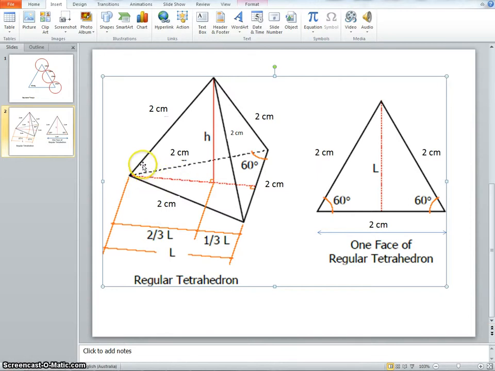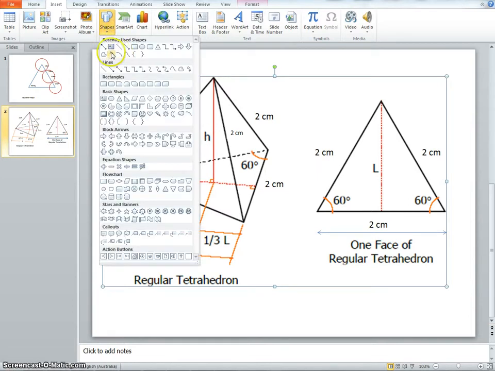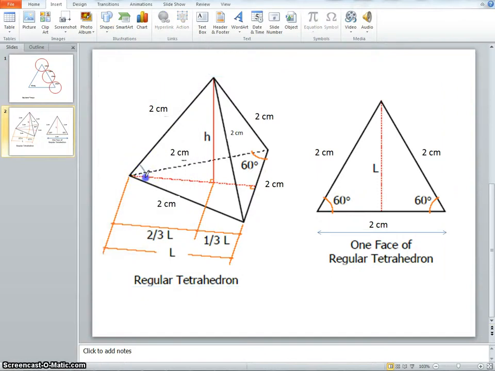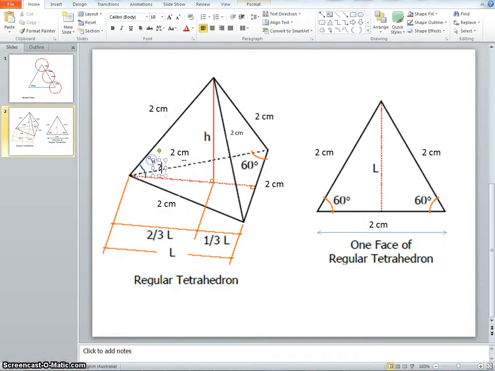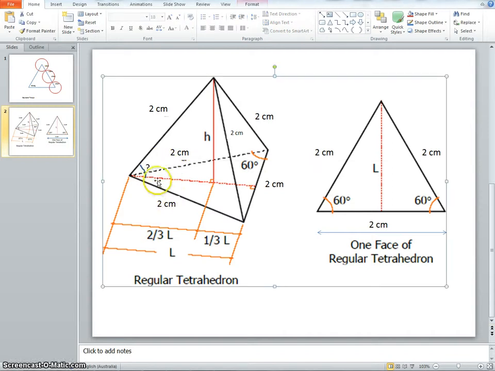So once you have this distance here, the 2/3 of L, you now need to figure out what this angle is in here, because you need this angle to work out what H is. So you want to work out this angle right here, from the red line to the black line. And that angle, we have no idea what it is. It's a question mark. So we need to work out that angle. To work out that angle, again, we need to use our Pythagoras.